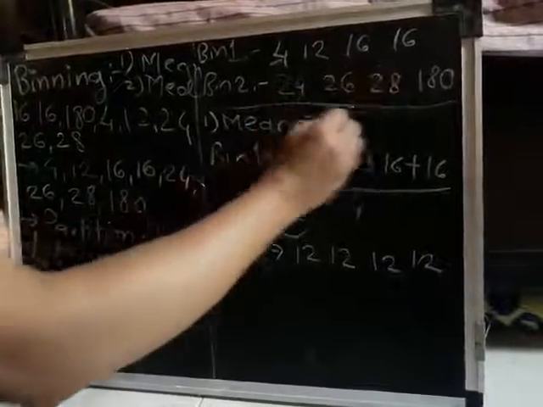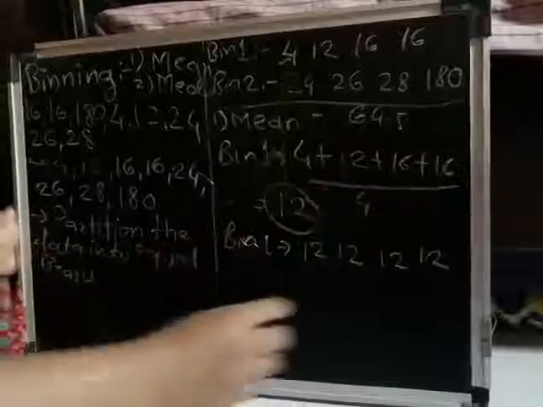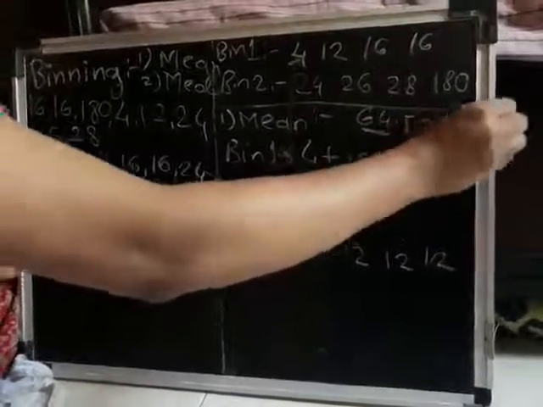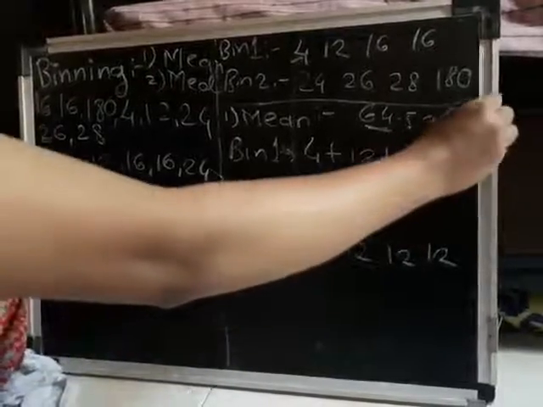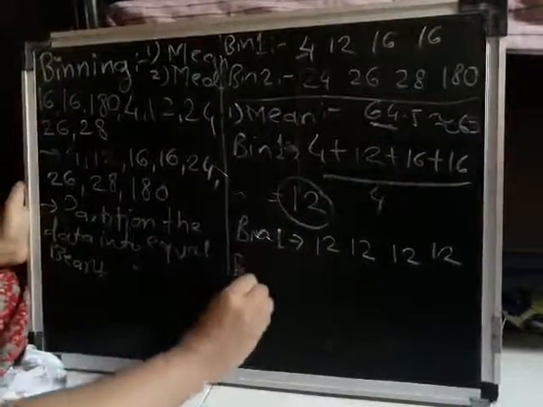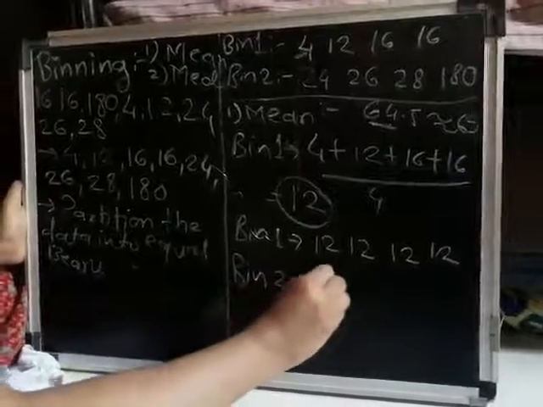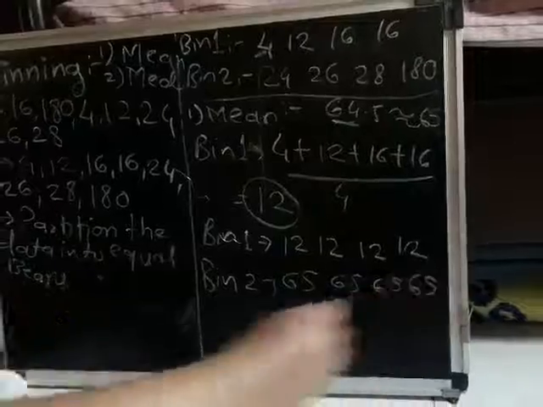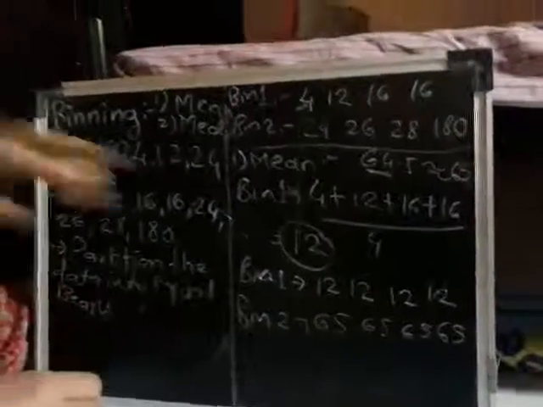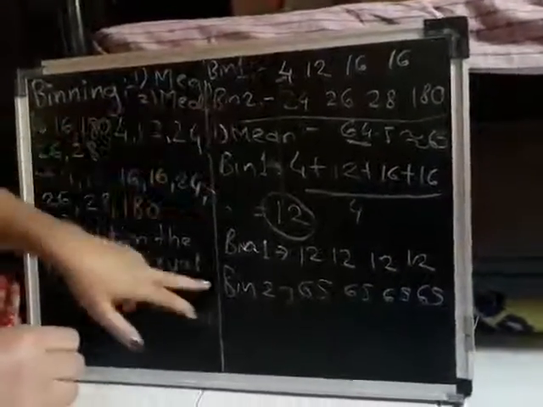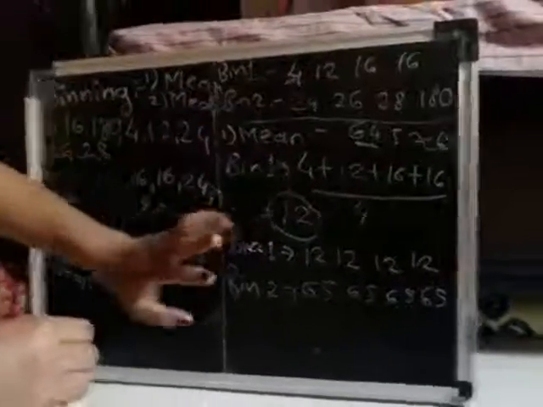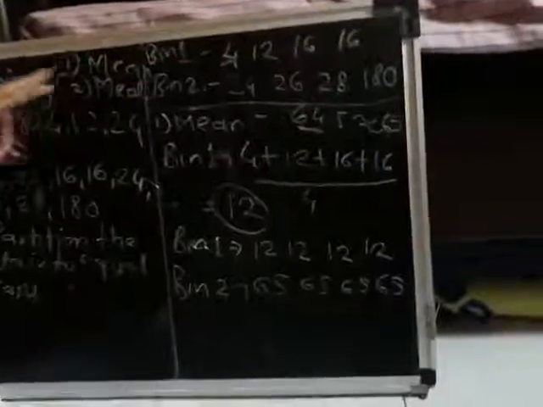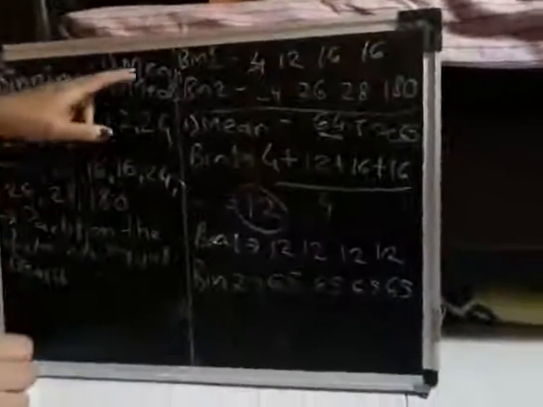The answer of this is 64.5. You can put either a 64 or 65, so we will take it as a 65. So bin 2's output is 65, 65, 65 and 65. Got it? So what is the output of bin 2? 65. What is the output of bin 1? 12. Whatever mean is calculated, replace all the values with that mean. This is what smoothing the attribute by using mean.